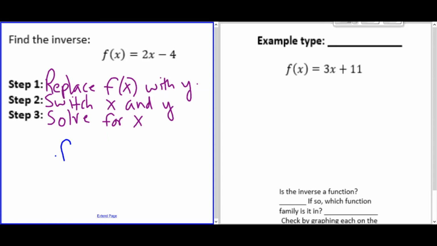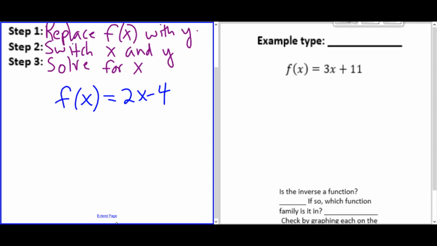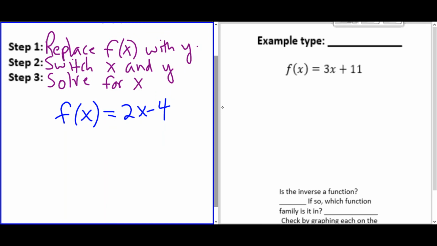So I have f of x equals 2x minus 4. So my first step says replace f of x with y. So instead of writing f of x, I'm going to write y equals 2x minus 4. And just like we did in the table, remember we switched our x and our y's, we're going to do the exact same thing. We're going to switch just the x and the y.